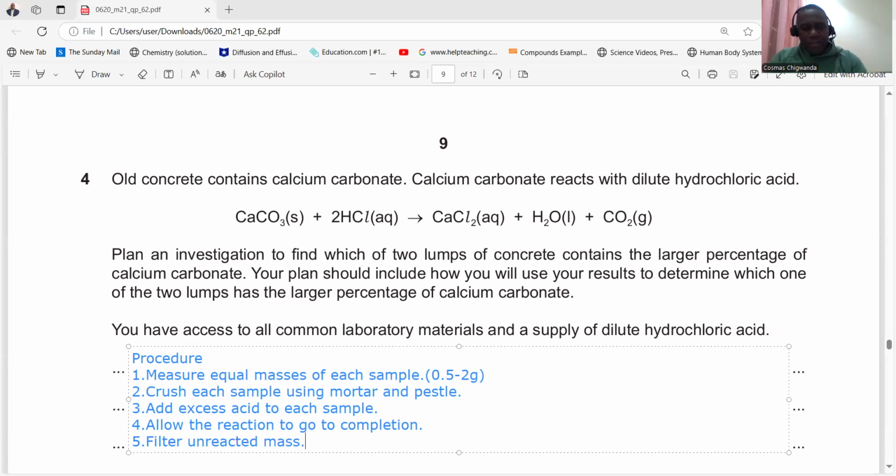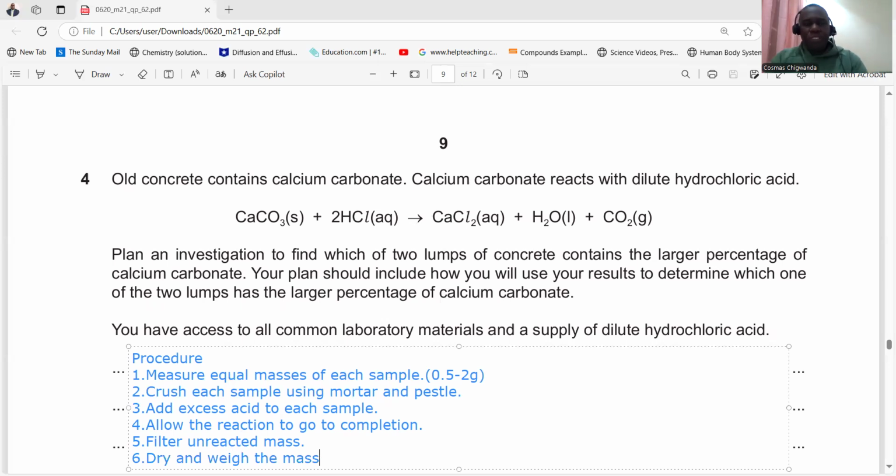And then your next stage is you are going to dry and weigh. We want to weigh the residue. This stage is very, very important. And then what we want to do here is, how are we going to tell which one had a larger mass of calcium carbonate?